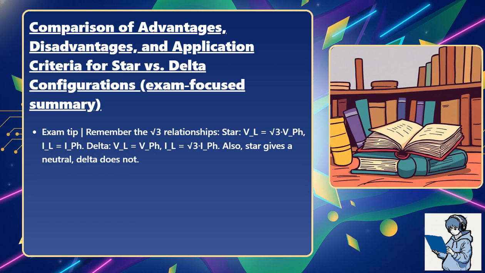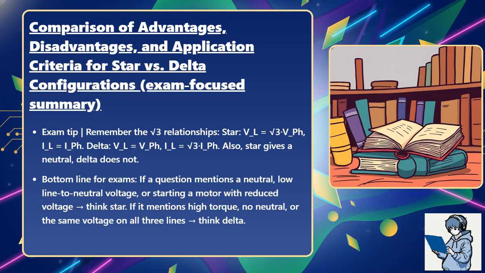Exam tip: remember the square root of 3 relationships. Star, V sub L equals square root of 3 times V sub pH, I sub L equals I sub pH. Delta, V sub L equals V sub pH, I sub L equals square root of 3 times I sub pH. Also, star gives a neutral, delta does not.